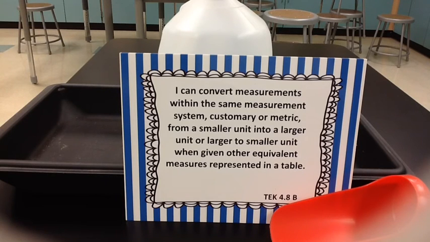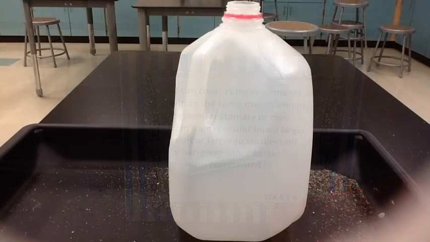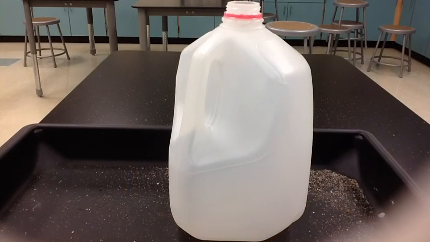So before I go over tables and converting, I'm going to just show you how many cups, pints, quarts, and gallons, and all that work together in the customary system. To do that, I'm going to be using sand and the different measurement cups that work with it. So let's get started. I'm going to start with how many cups fit in a gallon.